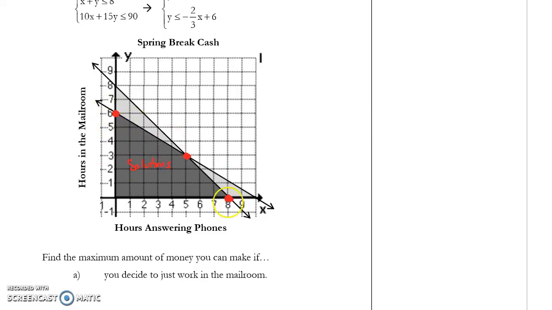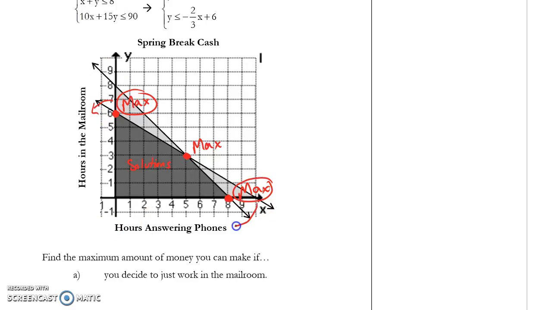But because they're both solid lines, my solutions are also on these lines. Now, these three intersections, y-axis or y-intercept, x-intercept, and the intersection, these are all your maximums. So this is going to come into play in a minute. You want to consider what it's a maximum of. This represents the maximum hours in the mailroom. That's the maximum number of hours you can work in the mailroom while still meeting both requirements here.